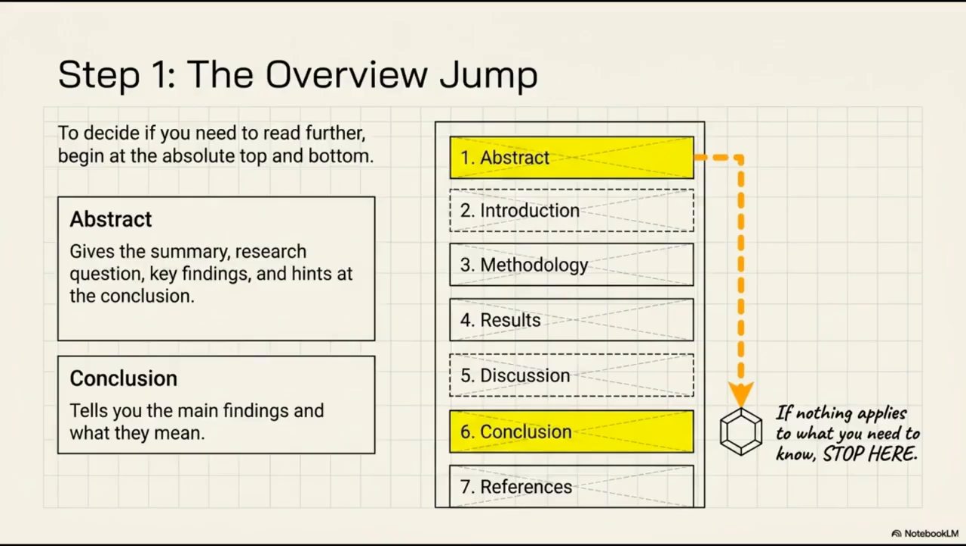To get an overview of the article and decide if you need to read further, begin by reading the abstract and conclusion. The abstract gives you a summary of the article that outlines the research question, key findings, and hints at the conclusion. The conclusion tells you the main findings and what they mean. If nothing in those two sections applies to what you need to know, don't read any further. That's right. If they don't fit the intention you set prior to reading, you can stop right here.